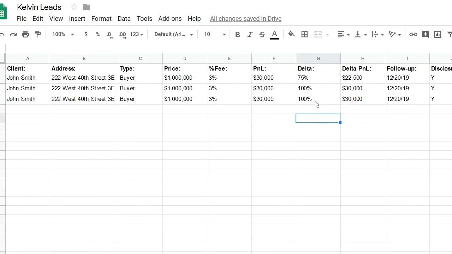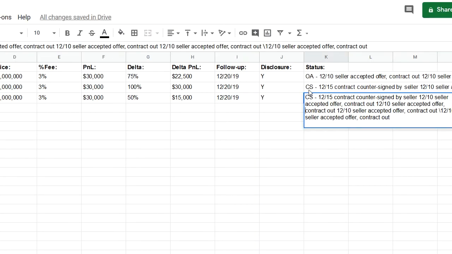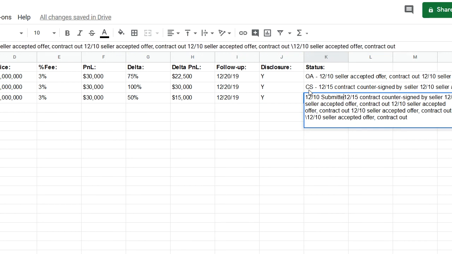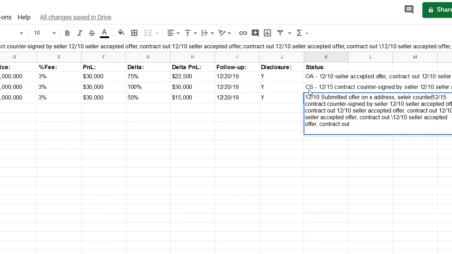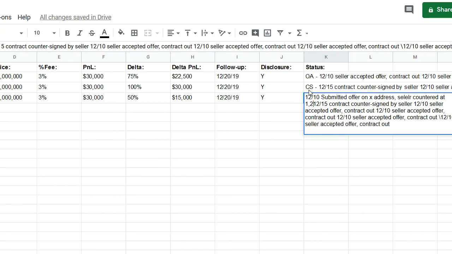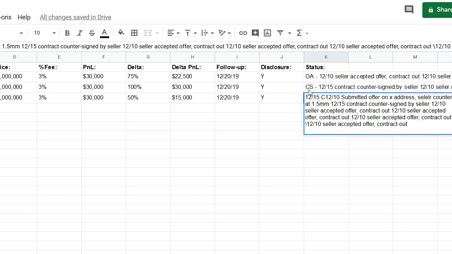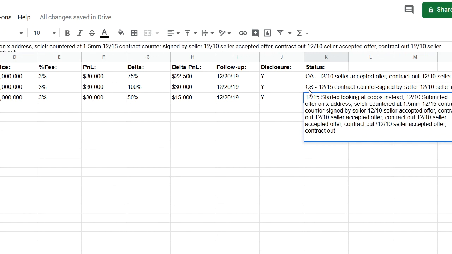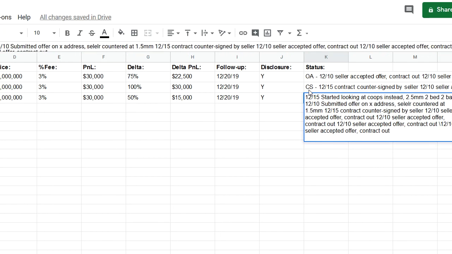So this one, let's assume that it's a mere prospect. And let's say this one is further along, you've started submitting offers, so perhaps 50% is more reasonable. And then there would be no offer accepted or contract signed, but perhaps you would put today's date, submitted offer on X address, seller countered at 1.5 mil, just an example. So this gives you an idea of what's been happening with the client, reminds you of it. Perhaps later on you can even put started looking at co-ops instead, 2.5 mil, two bed, two bath, just to give you an idea.